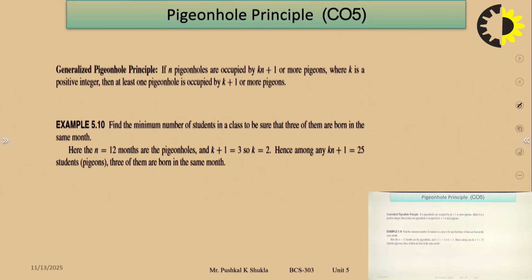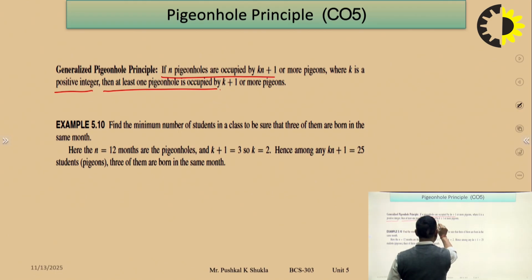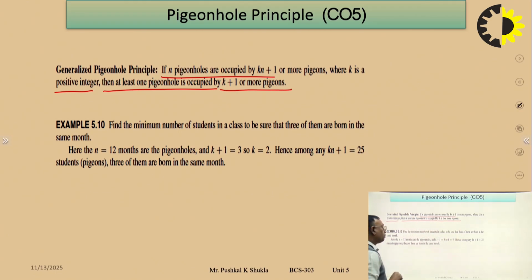Generalized pigeonhole principle: if n pigeonholes are occupied by kn plus 1 or more pigeons, where k is a positive integer, then at least one pigeonhole is occupied by k plus 1 or more pigeons. This is the generalized pigeonhole principle.